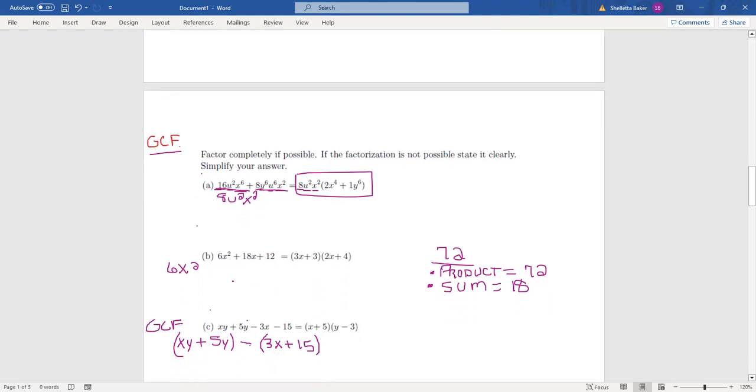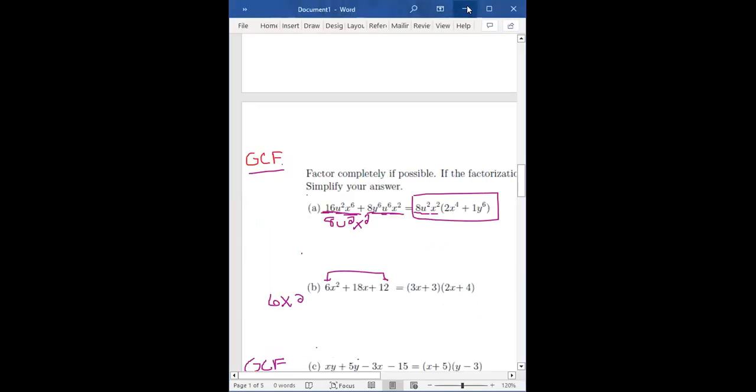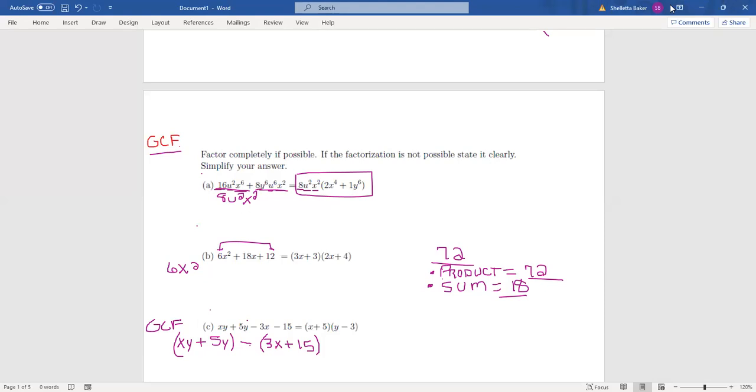For the next problem, we see that our leading coefficient is not equal to 1. So you want to start by multiplying the first and the last term together. 6 times 12 gives us 72. And we want to find two numbers where when we multiply them, the product, we get 72. But when we add them, we get our middle number, which is 18. So you want to start there to create your 4-term expression that we're then going to factor using the grouping method.